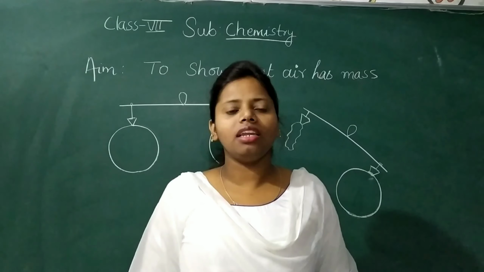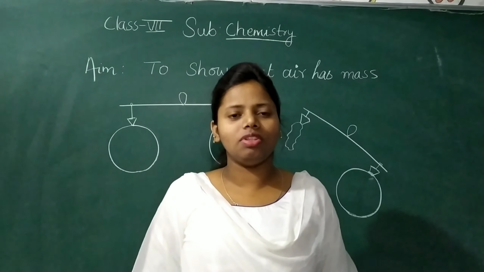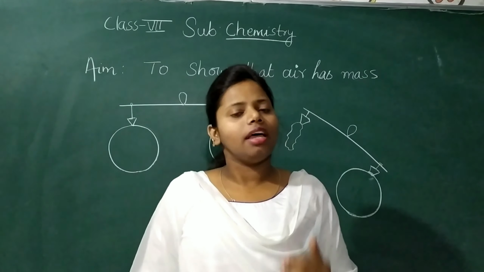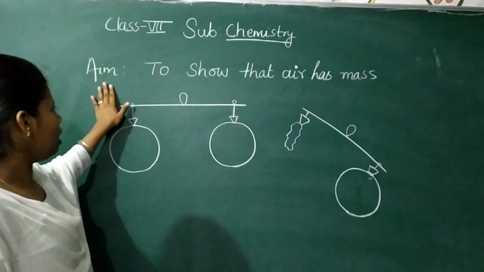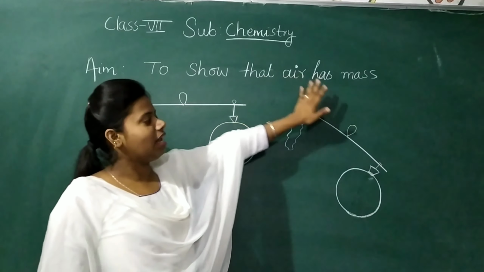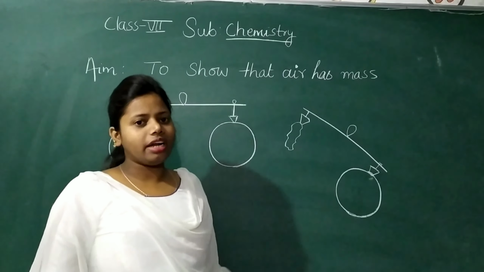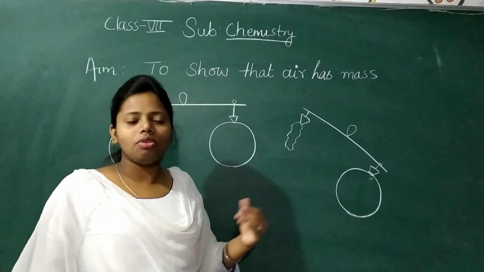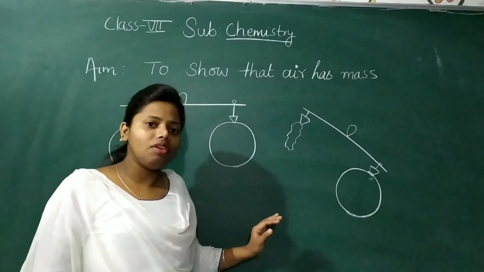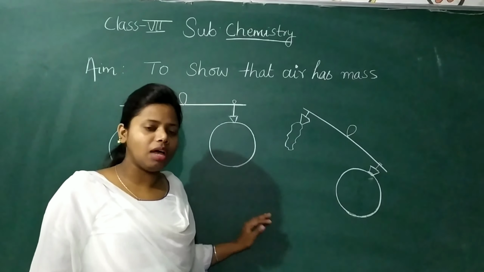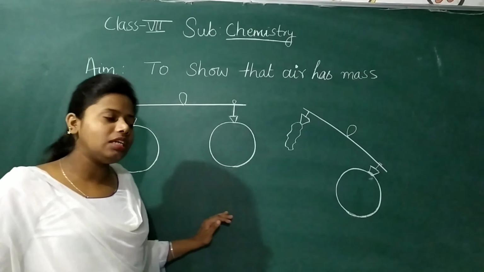So now let's start today's class, and we will start with the activity. Now what is the aim of this activity? See here. Aim: to show that air has mass. Before, we saw that the aim was to show that air occupies space. Here we will see that air has mass. Now let's start our activity.